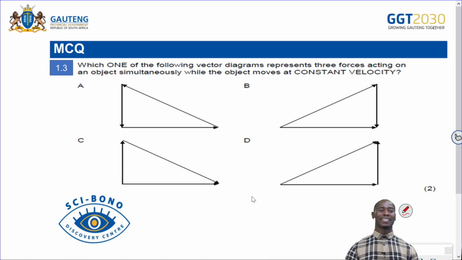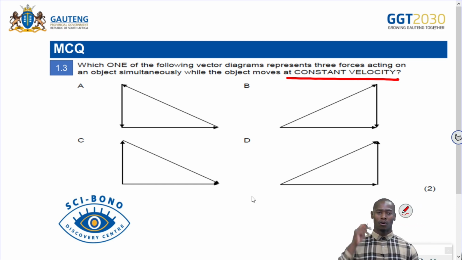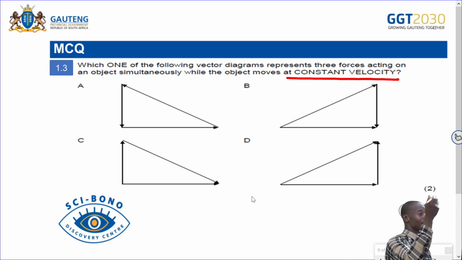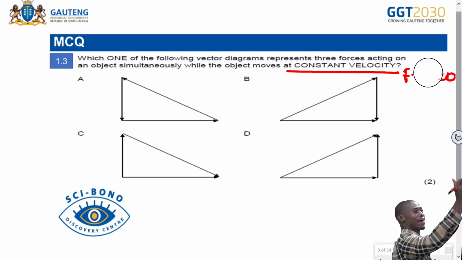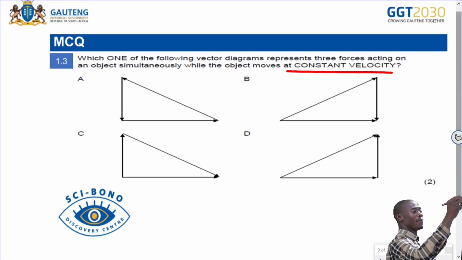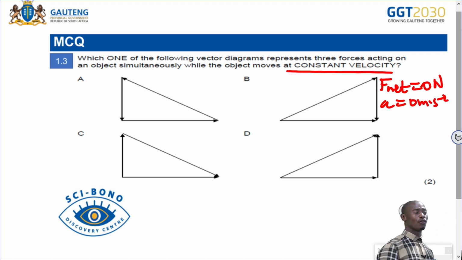Which one of the following vector diagrams represents three forces acting on an object simultaneously while the object moves at a constant velocity? What comes to your mind? If we say the object is moving at a constant velocity, my F net will be 0 newtons. My acceleration will be 0 meters per second squared, because the object is moving at a constant velocity. So this is the application of Newton's first law.